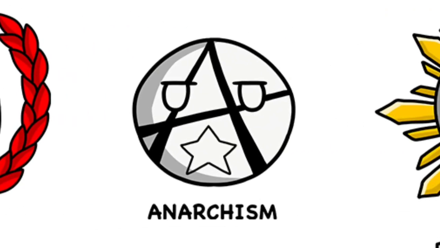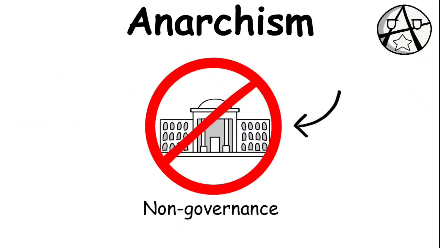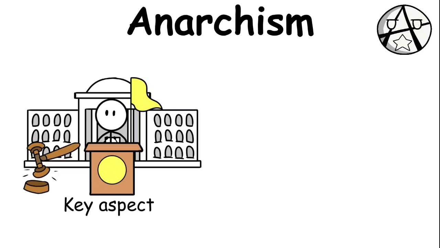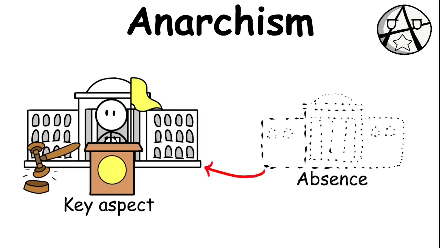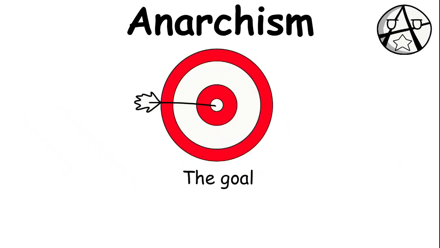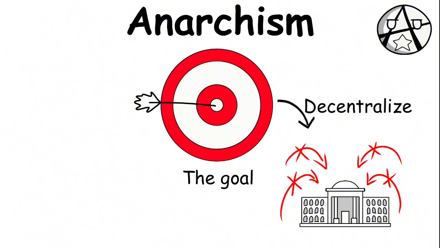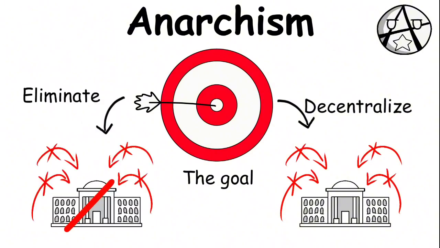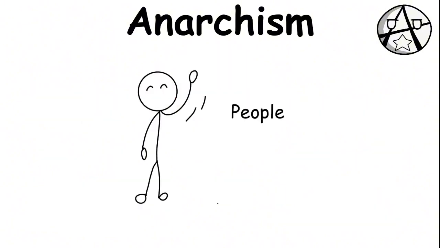Anarchism. Anarchies are often called non-governance because the key aspect of this form of government is the absence of a central government. The goal of an anarchist system is to not only decentralize the power of the government, but to eliminate the government itself to allow the people to self-govern.